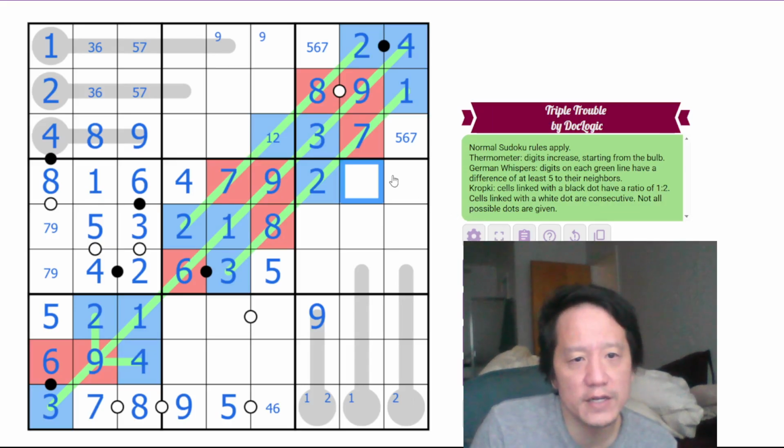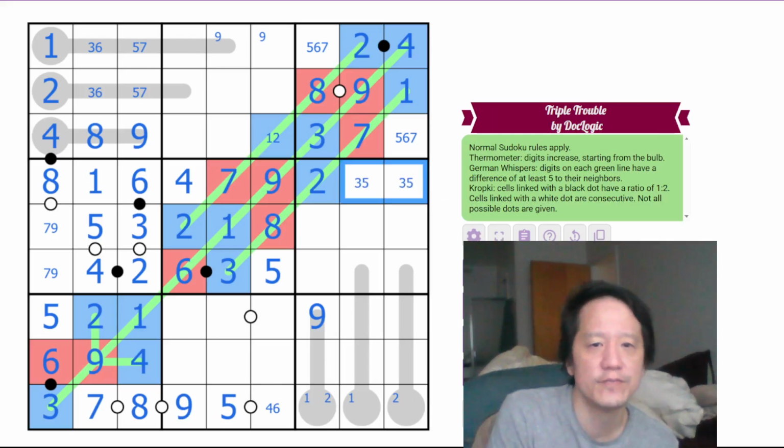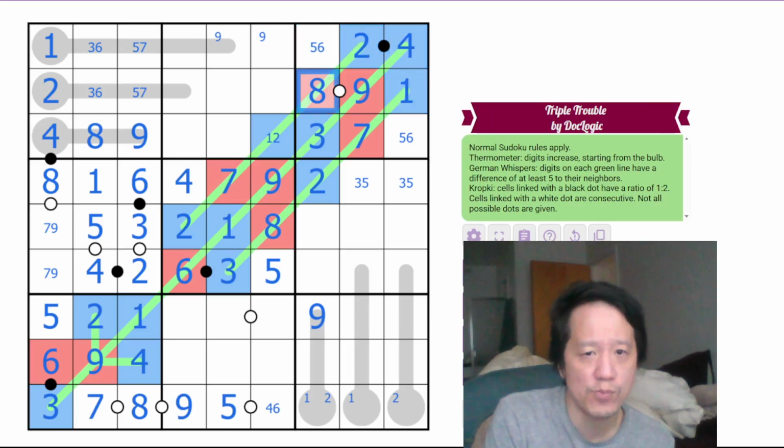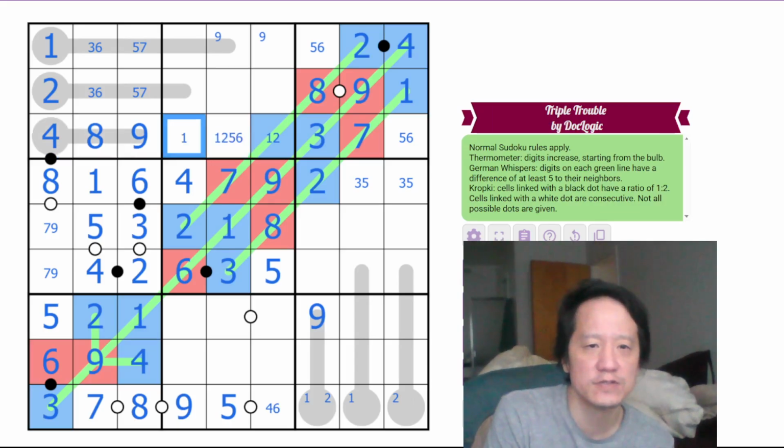The remaining digits in row 4 are 3 and 5. This can't be 7 here. This can't be 7 here. Remaining digits in row 3 are 1, 2, 5, and 6. But this can't be 2. This can't be 1 or 5.